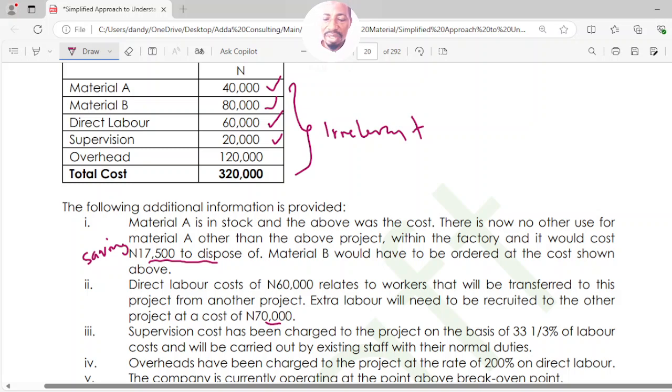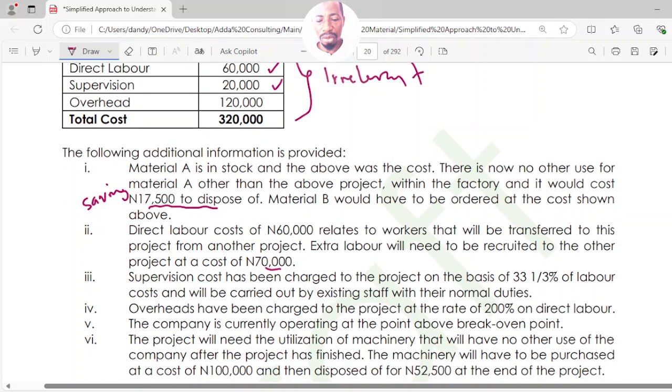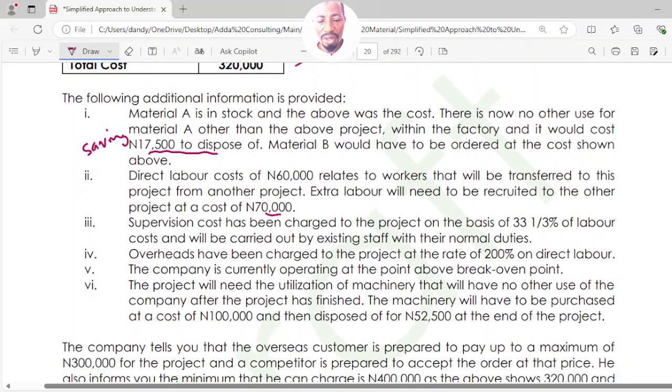Examiner is just telling you that it's on the basis of 33 1/3 of labor, because the examiner has mentioned labor cost. An average student may think that it's relevant. It is not relevant. They are just telling you how they arrive at the 20,000 naira. You remember, labor cost is 60,000 naira. Supervision cost is 20,000 naira. 20,000 naira is 1/3 of 60,000. That's what the examiner is trying to explain to you. Therefore, the supervision cost is not relevant.